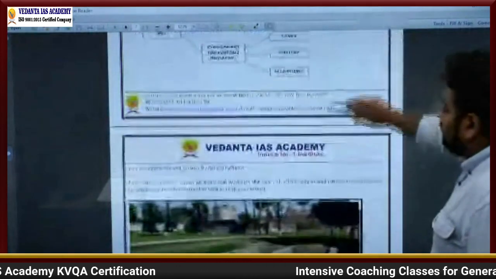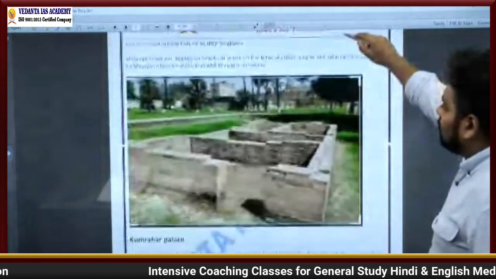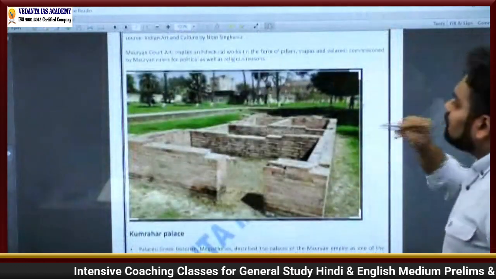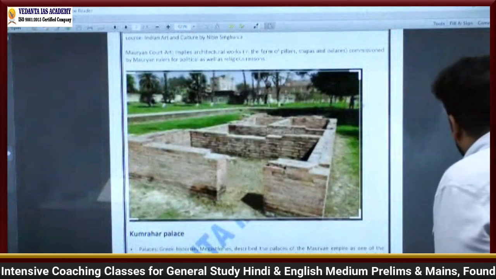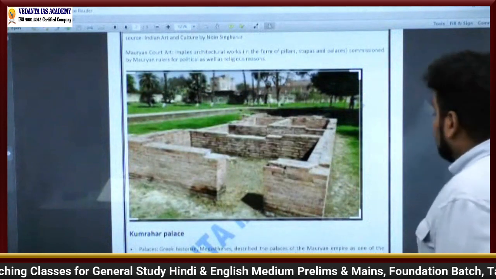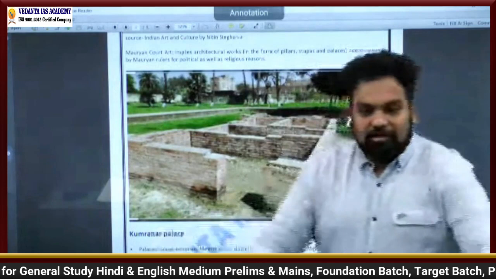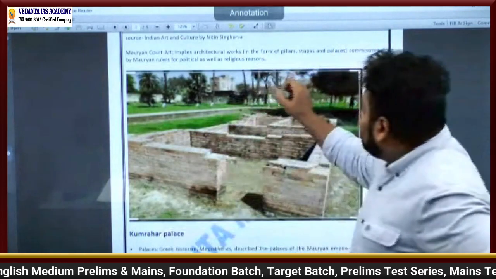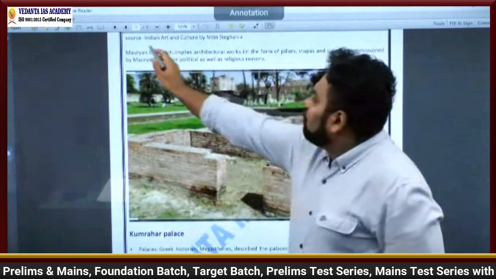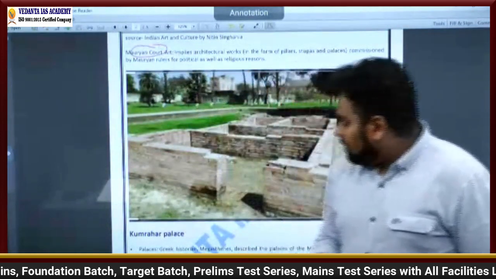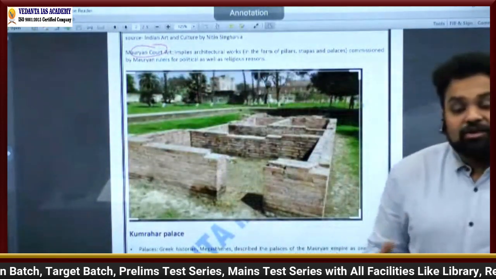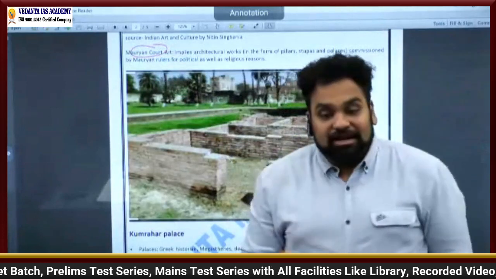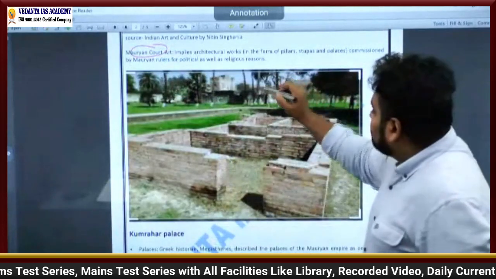पहले हम सबसे पहले देखेंगे द मौर्यन कोर्ट आर्ट. और कोर्ट आर्ट के अंदर we will see the palaces, right? जो मेजॉरिटी पैलेस हैं जो मौर्यन्स के टाइम पे बने हैं, वो पैलेसेस are not surviving in the present times. Like for example, see this palace.